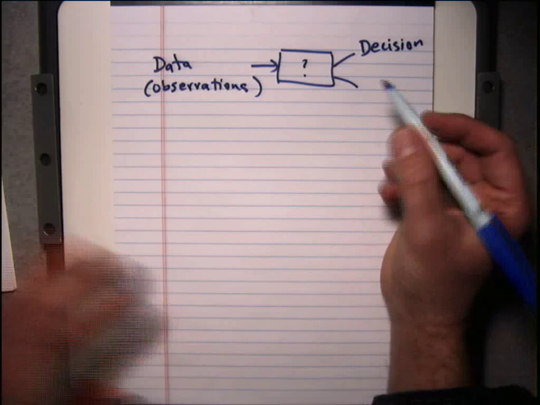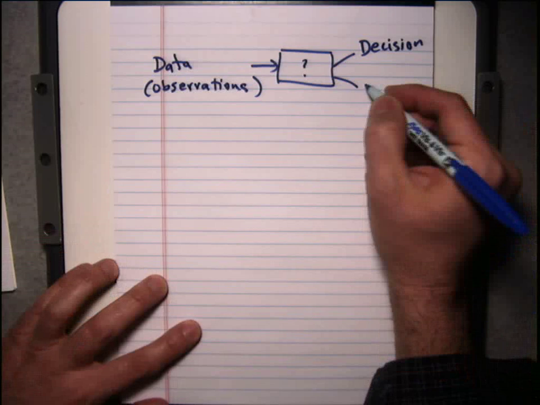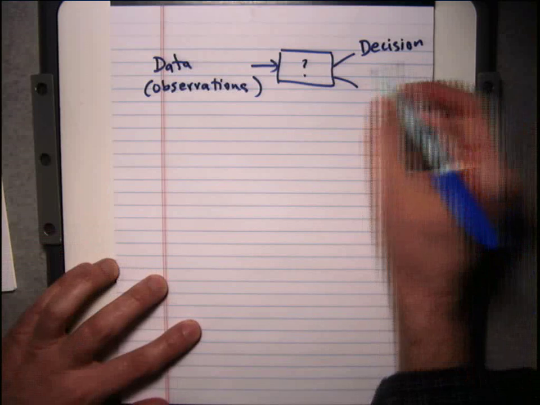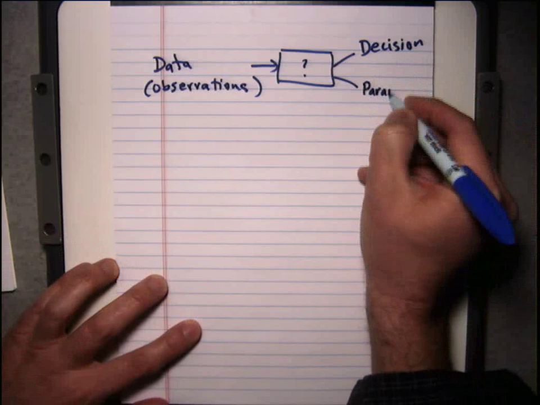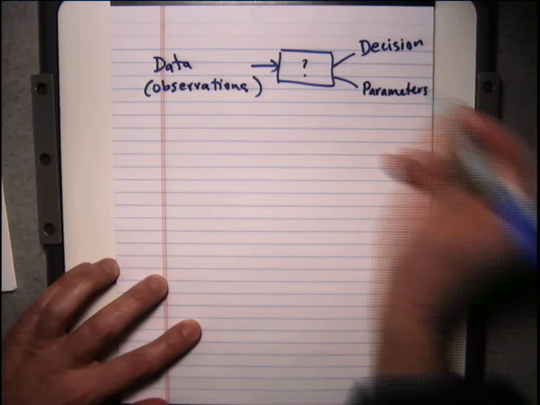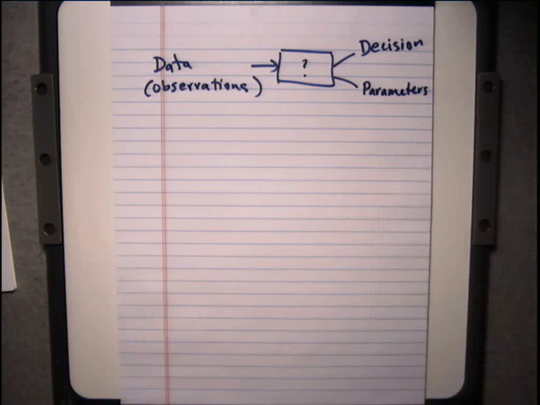Okay. The second sort of broad class of things that you might want to study, which we will study in this class, are that you don't necessarily want a decision. What you want is the values of certain parameters. Okay, so what would be an example of that?